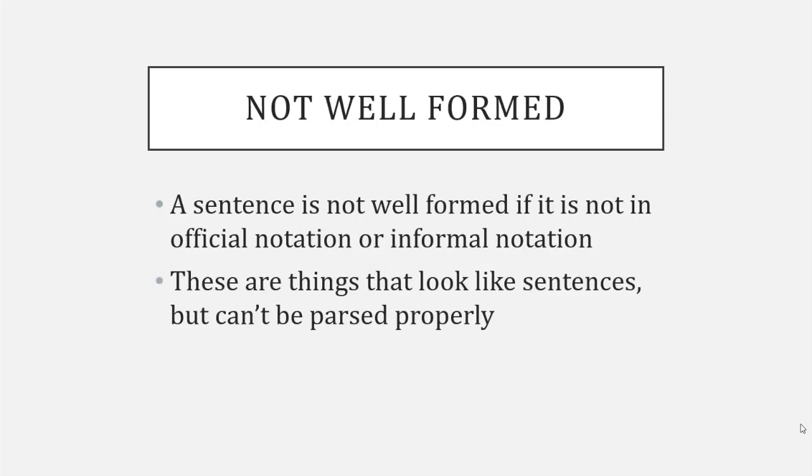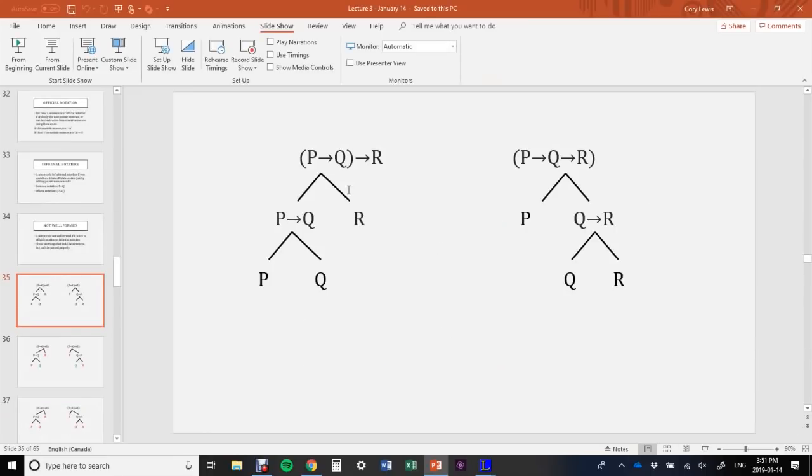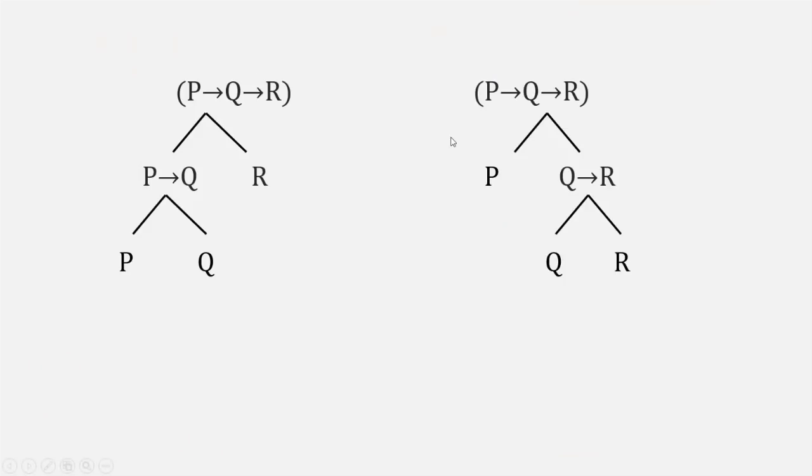Okay. And the sentence is not well formed if it's not in official notation or informal notation. Now, these things sometimes look like sentences, but aren't. So, for example, here's a thing that looks like a sentence. If P, then Q, then R. Right? That looks like a sentence.